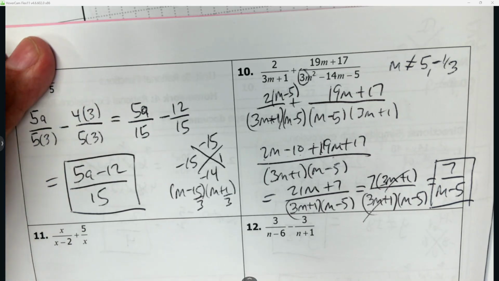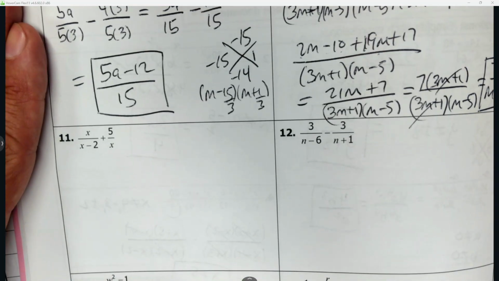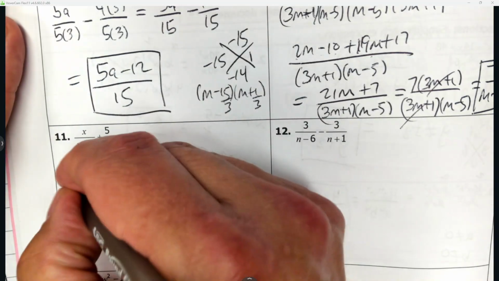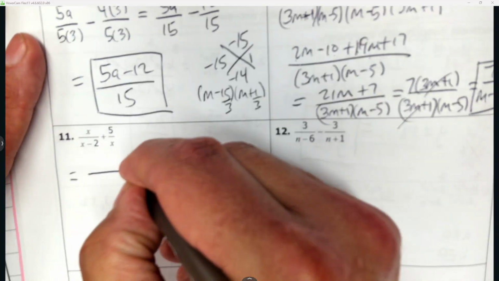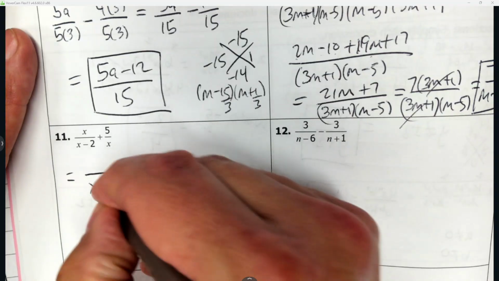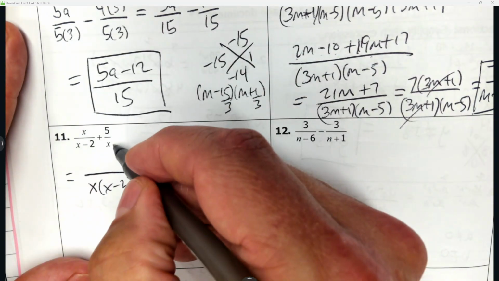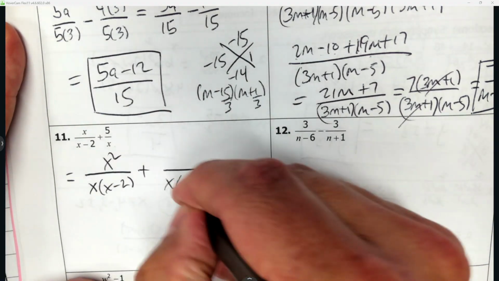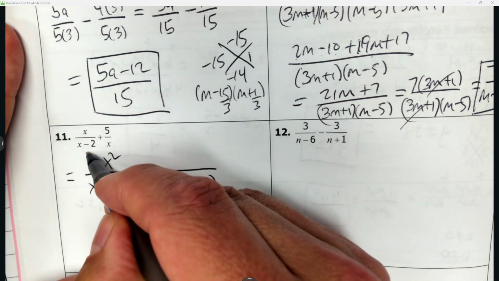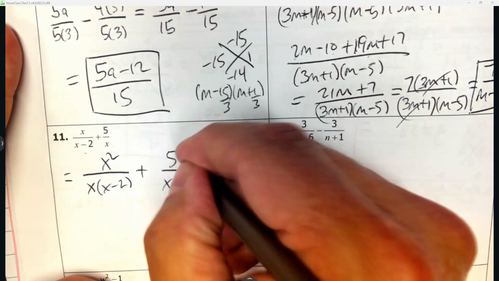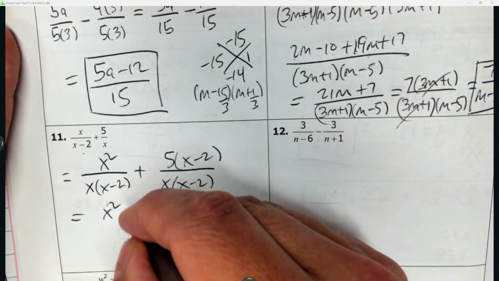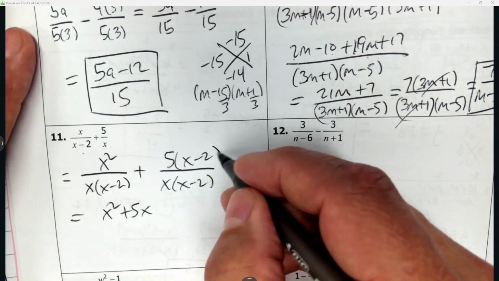All right, 2 left. When we can't factor and they're both prime, we're going to multiply the denominators together. That gives me x times x minus 2. Then I'm going to take the bottom of one times the top of the other. And that gives me x squared plus 5x minus 10.